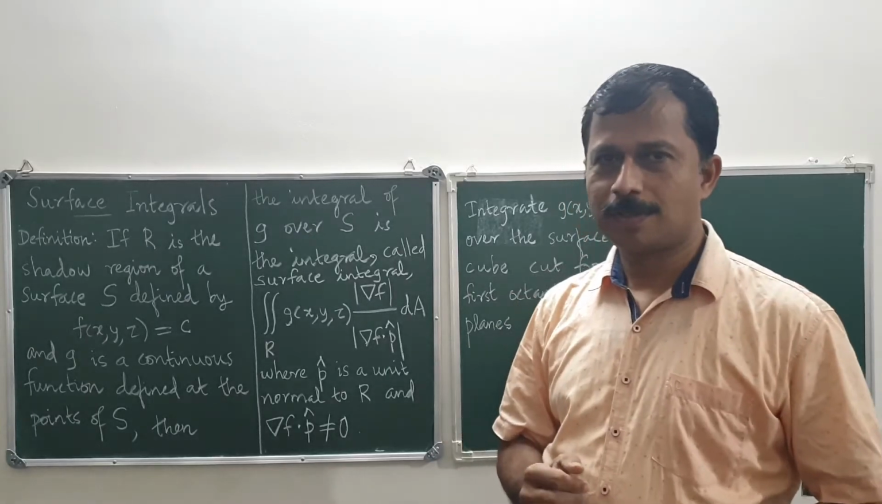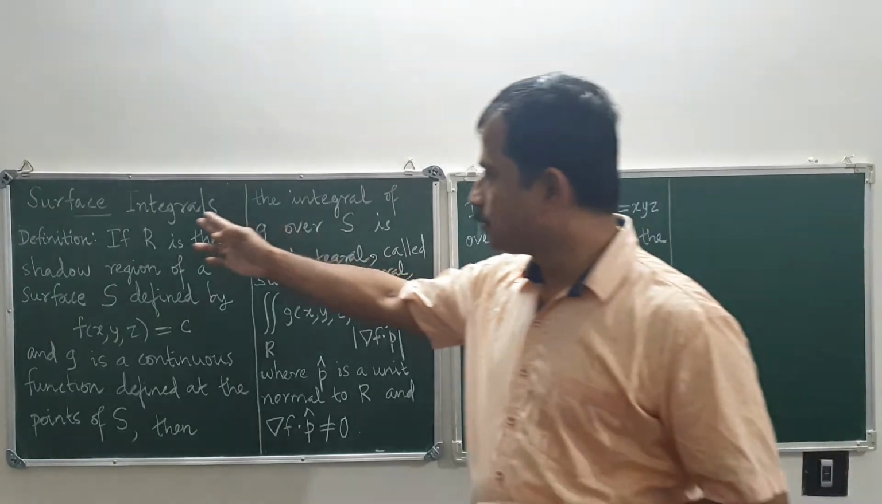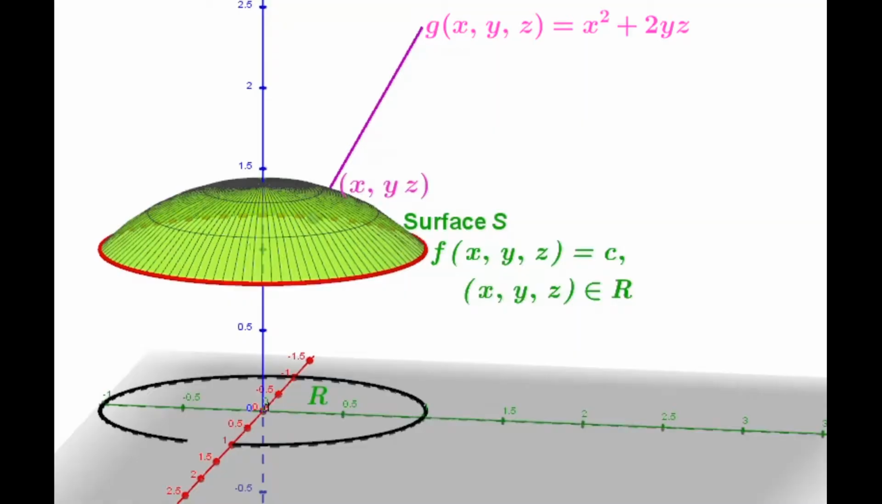Hello friends. Now we consider surface integrals. Suppose we are given a surface S given by f of xyz is equal to c, where the triple xyz varies over some region R on the xy plane. By looking at this figure, we can see that the shadow region of this surface is the region R in the xy plane bounded by the circle shown in black.